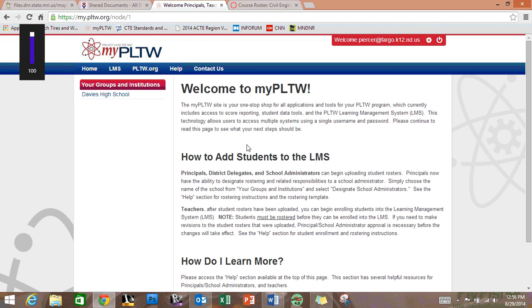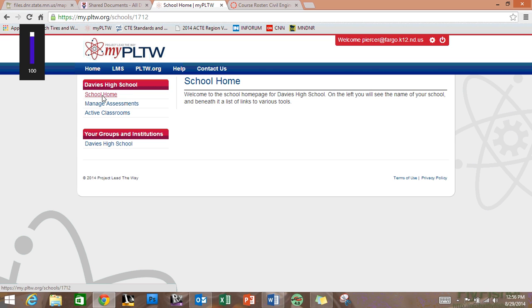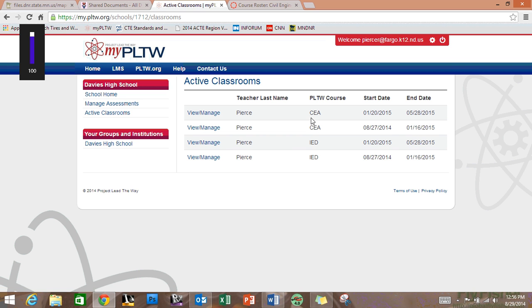So we're going to go back to this initial login page, and we're going to go to our group or institution. In this case, it's Davies High School for myself. And I am going to look at what my active classrooms are. You should have both a semester one and a semester two class. So in this case, I have Civil Engineering and Architecture for these dates. And that's my first semester, that is my second semester. This is my first semester right here with these dates.